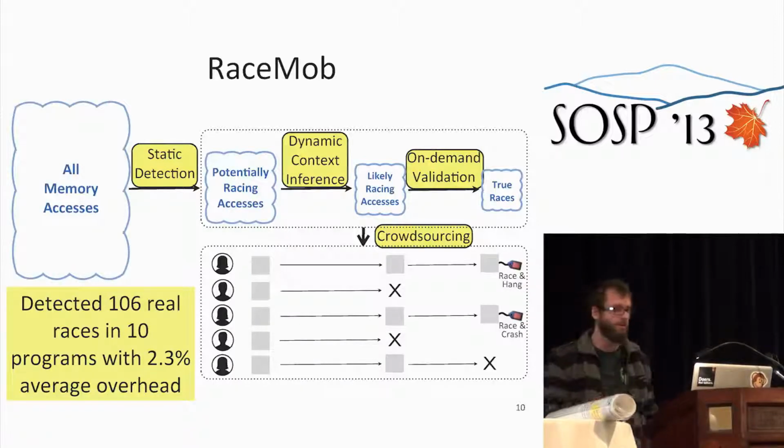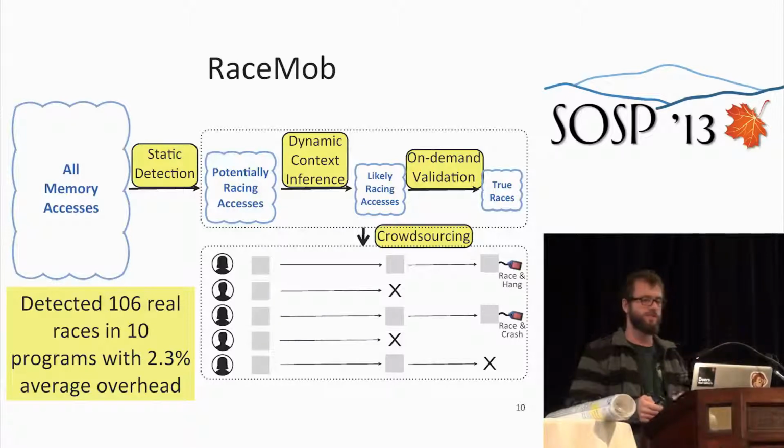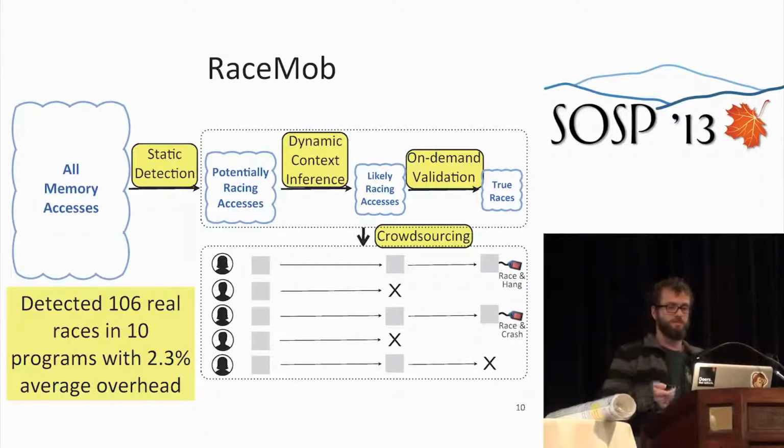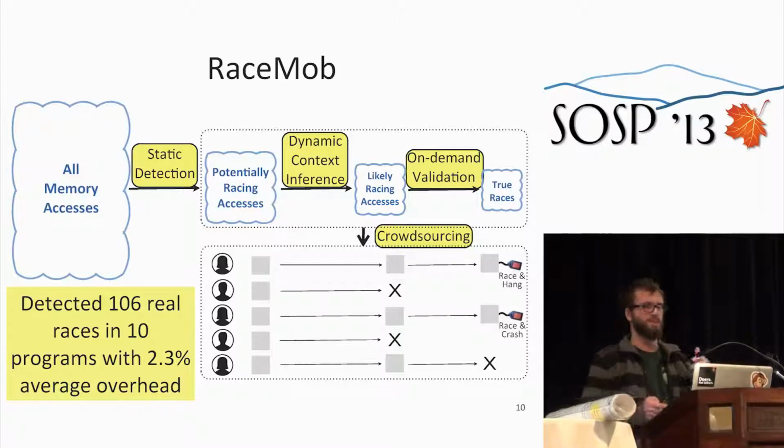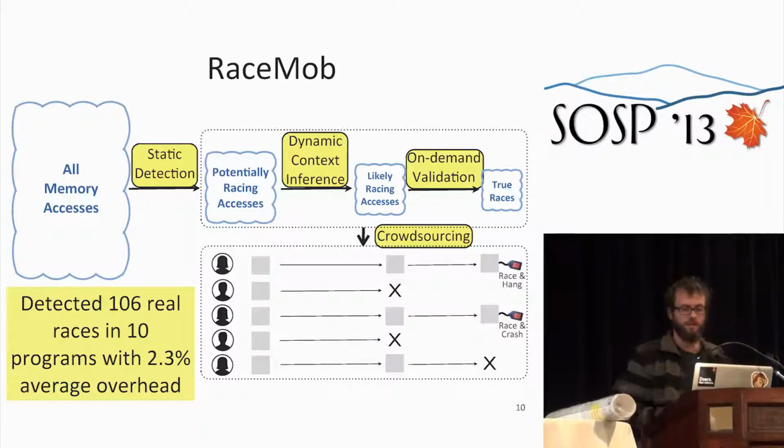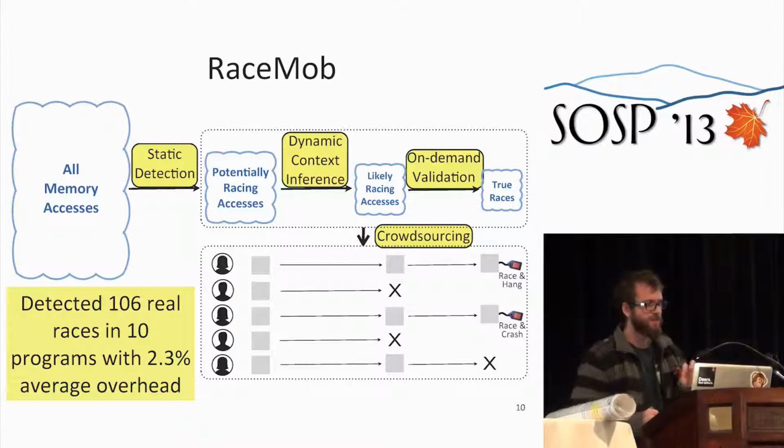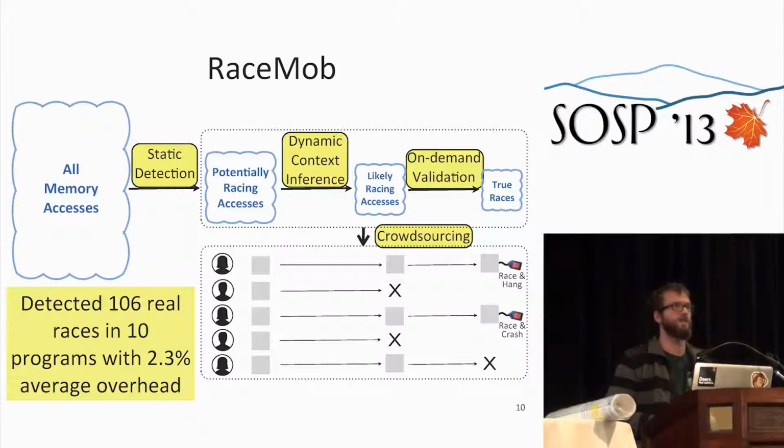In the rest of this talk, I'm going to first talk about how RaceMob uses an existing static detector for narrowing down the set of all memory accesses to potentially racing ones. Then I will explain our contributions, mainly how RaceMob performs dynamic context inference and on-demand validation in a crowdsourced setting in detail. Finally, I'll present the results that we obtained using RaceMob. But in a nutshell, RaceMob detected 106 real data races in 10 real programs like Apache, SQLite, Memcached with 2.3% average runtime overhead.